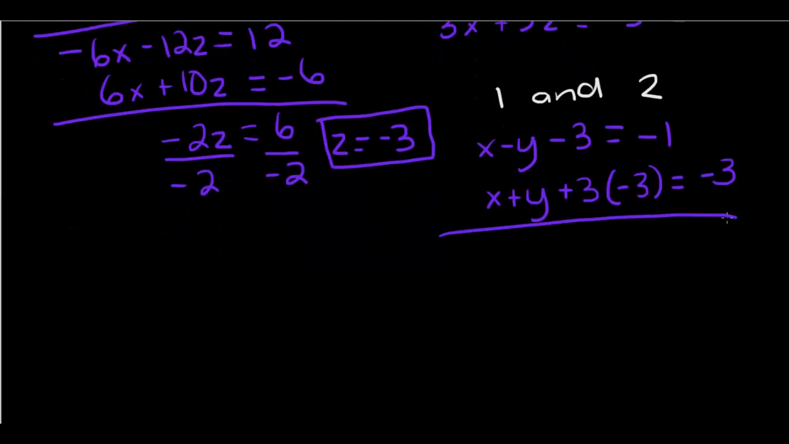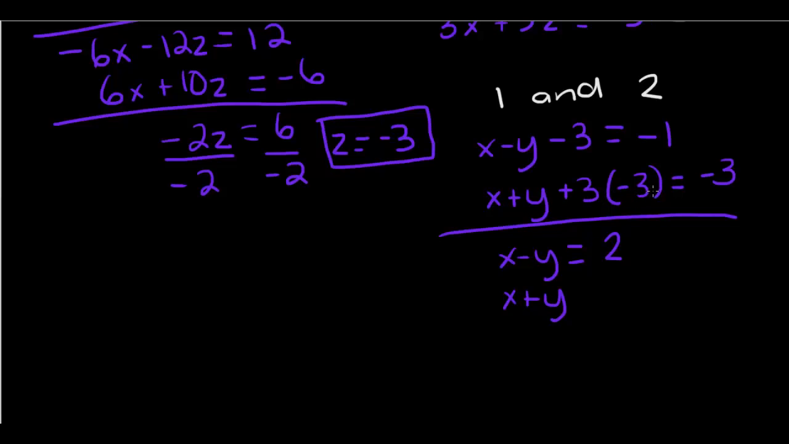So let's see what we have. We have x minus y. We're going to add 3 to both sides. So that's going to give us equals 3 minus 1 is 2. Down here we will have x plus y.